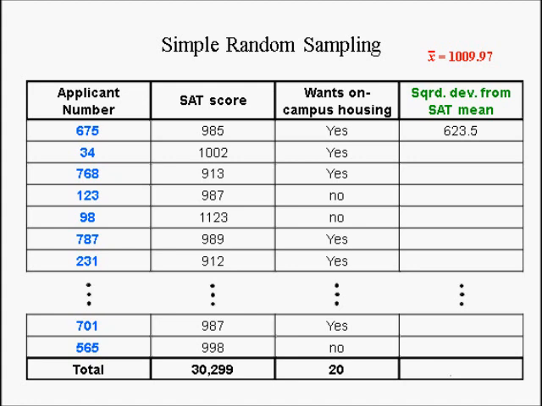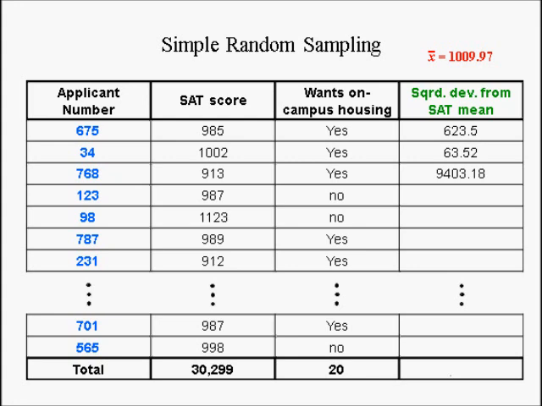Because the sample mean is 1009.97, the first square deviation from the sample mean is found by squaring the difference between applicant 675's SAT score, 985, and the sample mean, which is equal to 623.5. The second square deviation from the sample mean is found by squaring the difference between applicant 34's SAT score of 1002 and the sample mean of 1009.97, which is equal to 63.52.